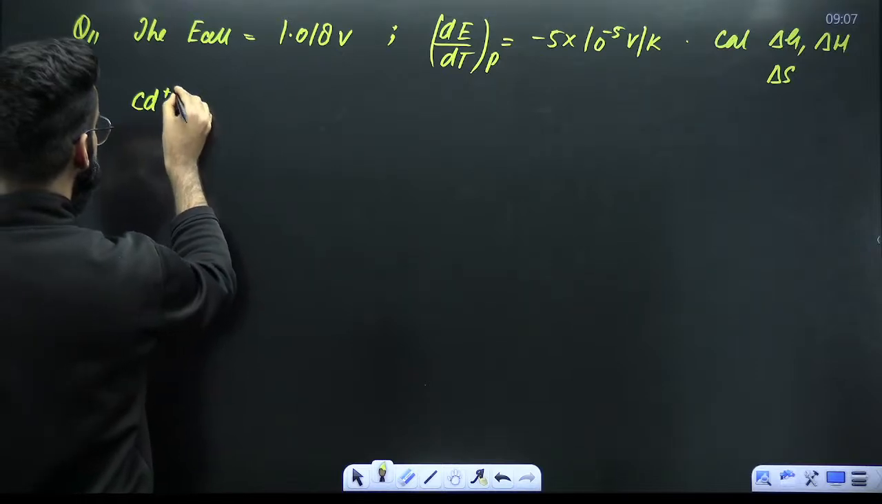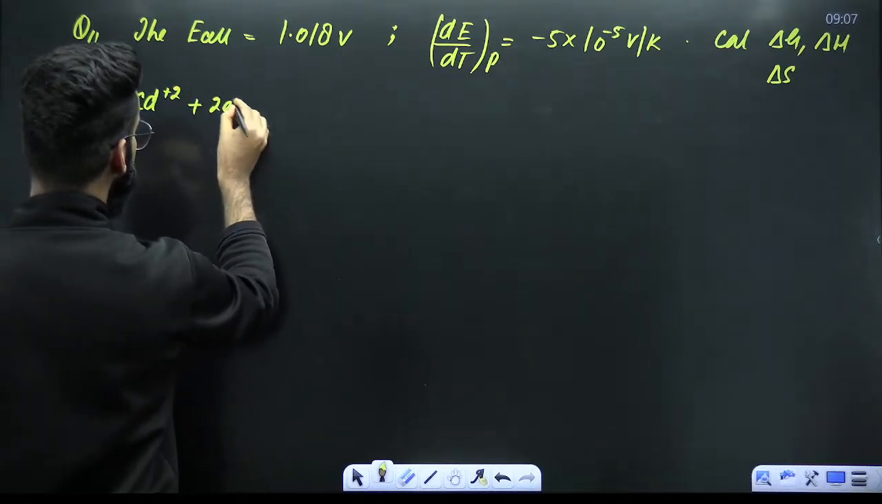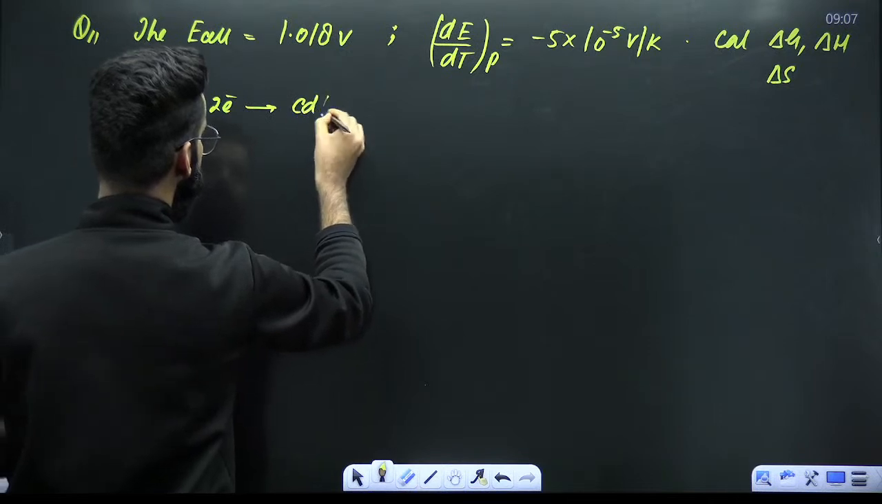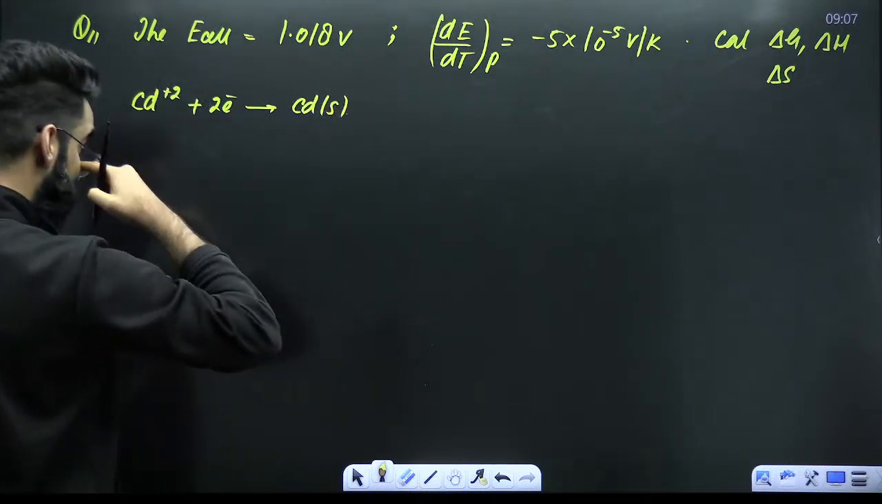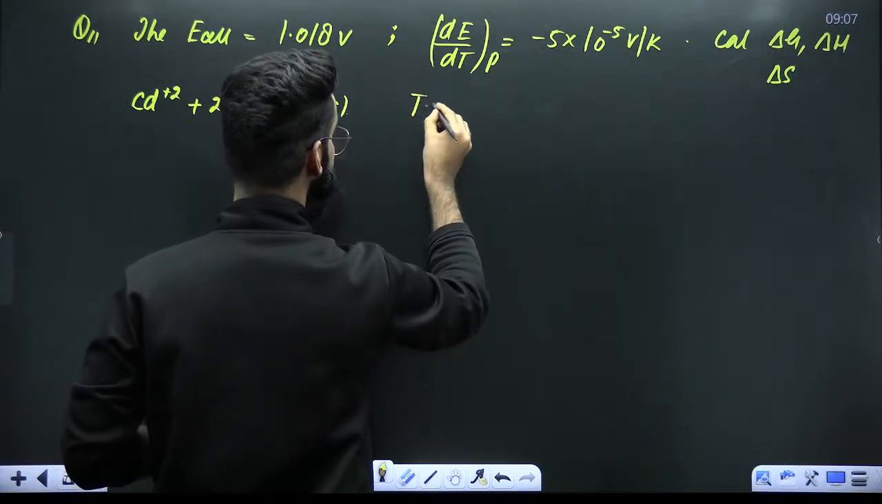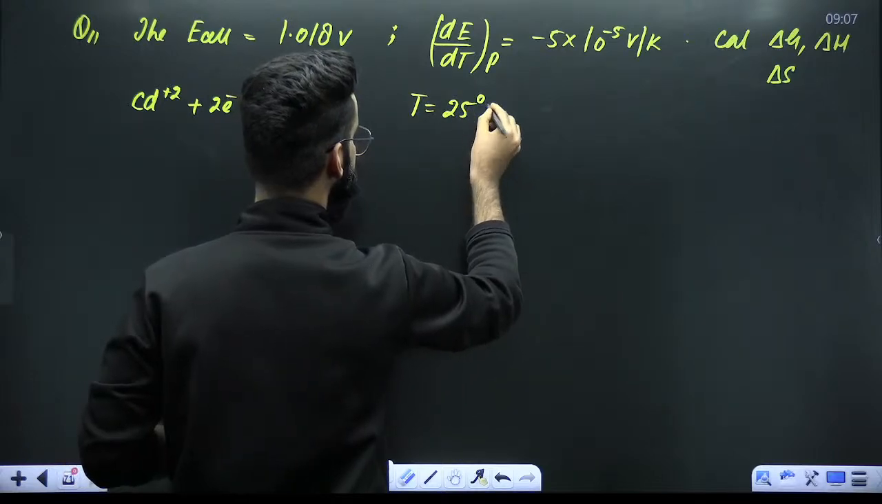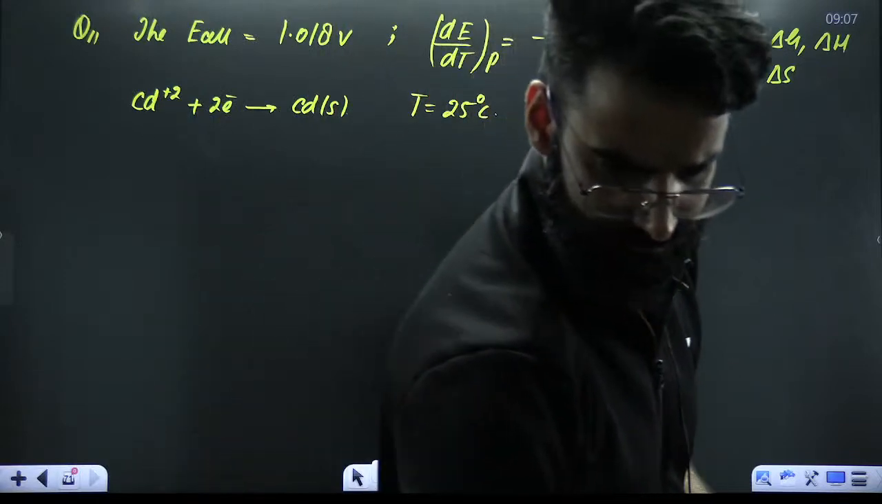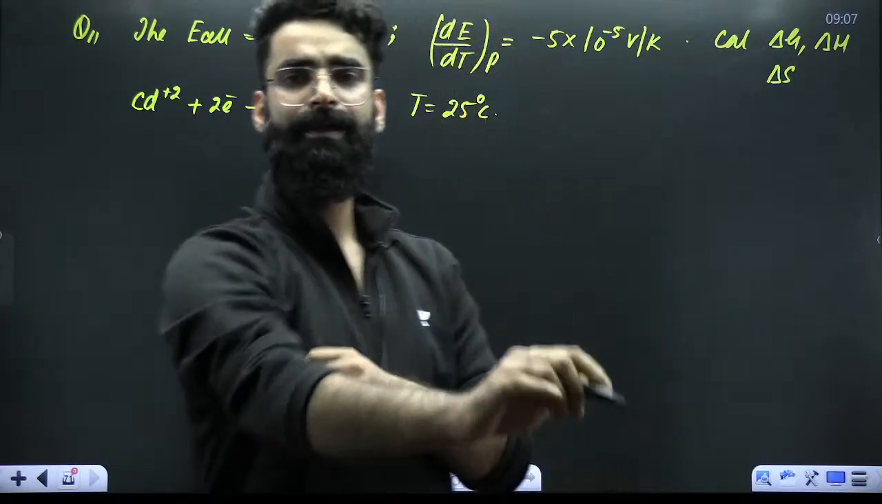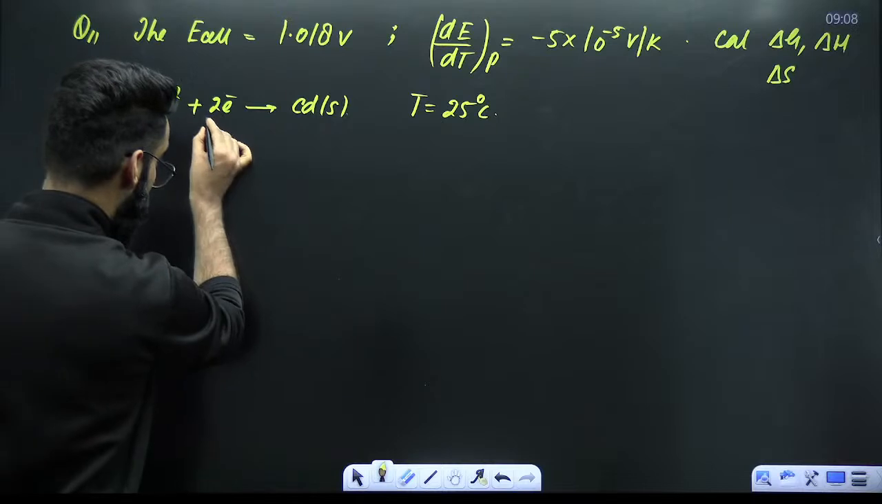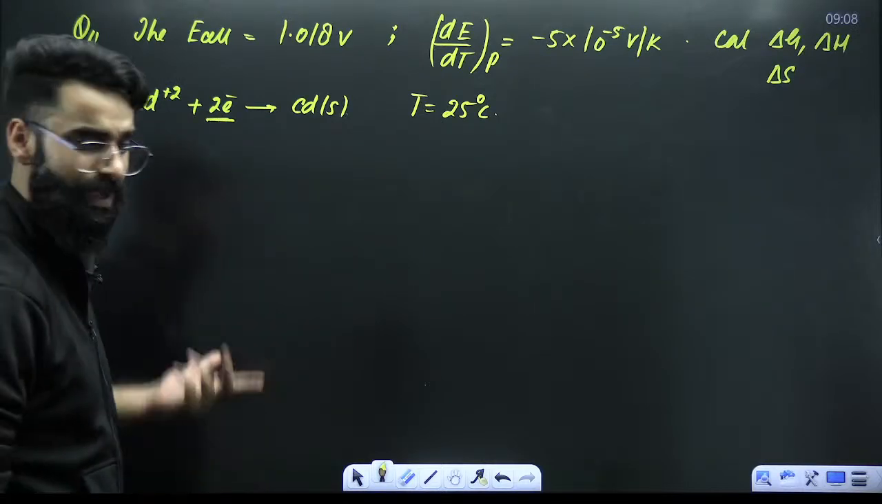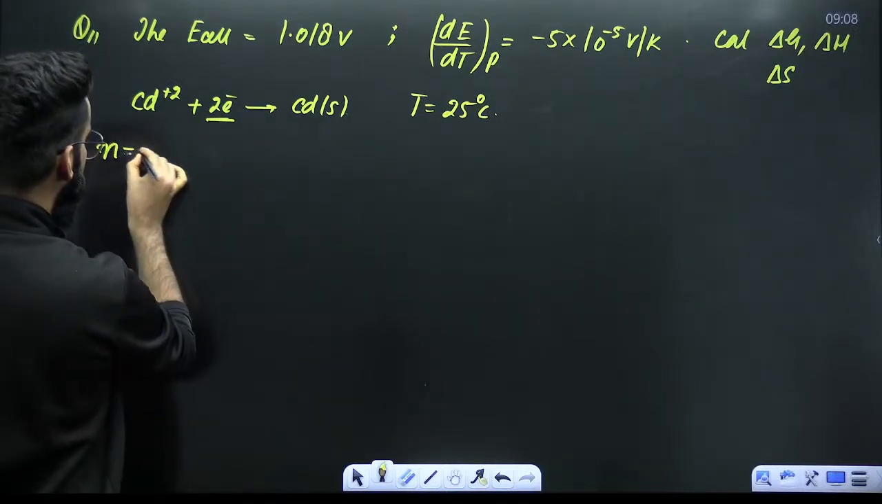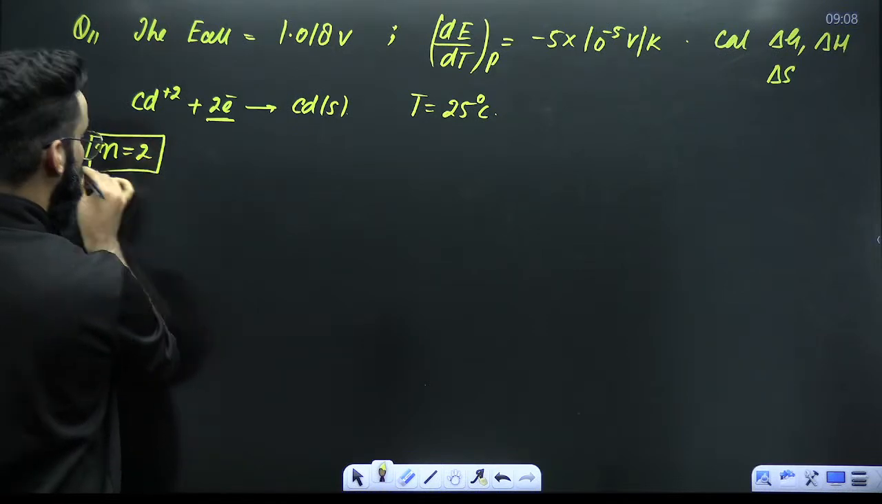And the reaction is like this: Cd2+ plus 2 electrons gives cadmium solid, right? And this reaction is carried out at a temperature of 25 degrees centigrade. This is one of the questions which can be asked from this topic. Look at the question carefully. The reaction is given. So first of all, how many moles of electrons are exchanged? 2. So n value is 2 first of all.